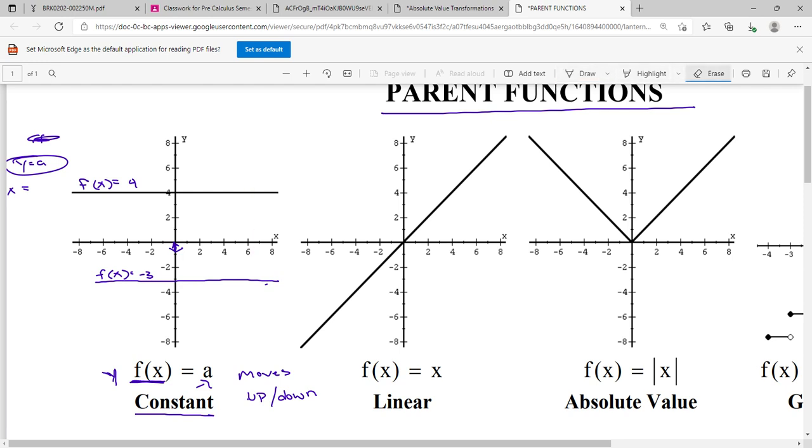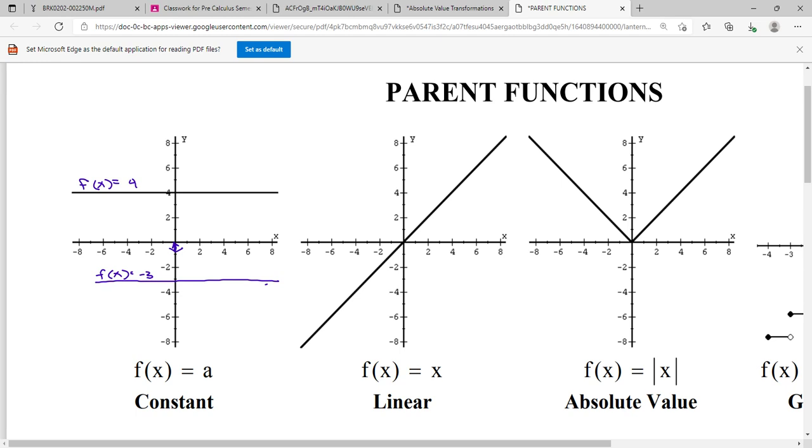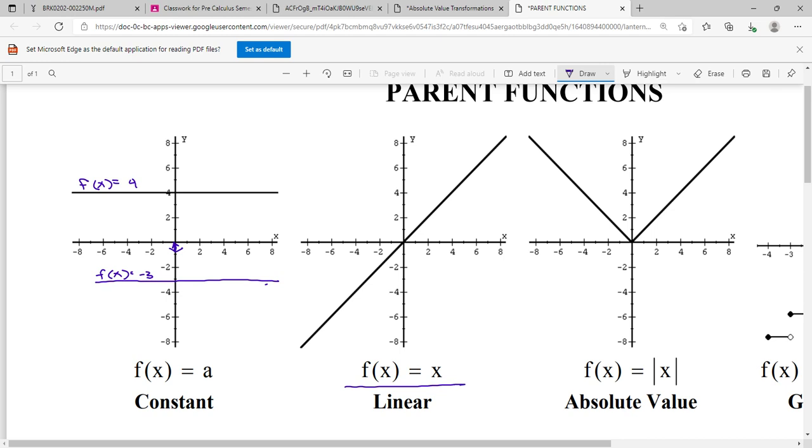All right, the next parent function that we'll look at is a linear function, and this is the same thing as a linear equation. So when we write the parent function for a linear function, it is f of x equals x, right? So we could make a little table and have our x and our y values, and remember y is f of x, same thing. Okay, so if x was 0, what's y going to be? Well, if f of x equals x, whatever x is equals x, so if that's 0, then that's 0. So that means y is 0, and that's right there in the center.